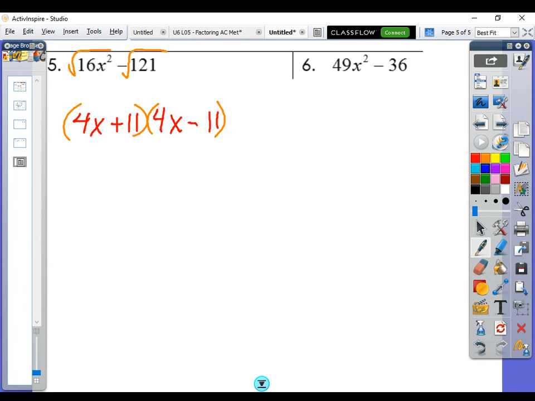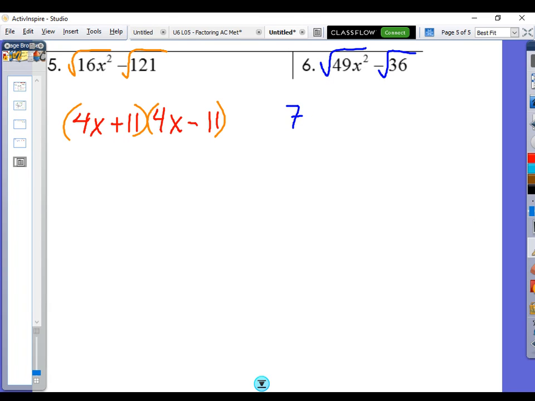And our last practice problem here is when we take the square root, we end up with 7x minus 6. So you notice I wrote the minus first there, totally fine. And then 7x plus 6 as my second binomial.